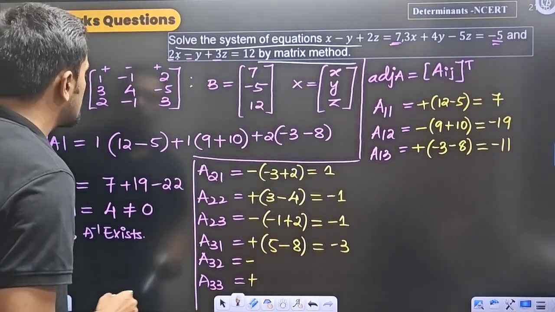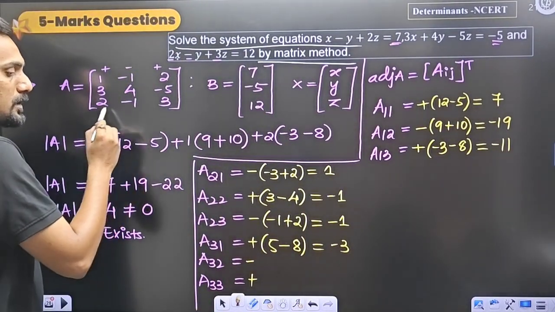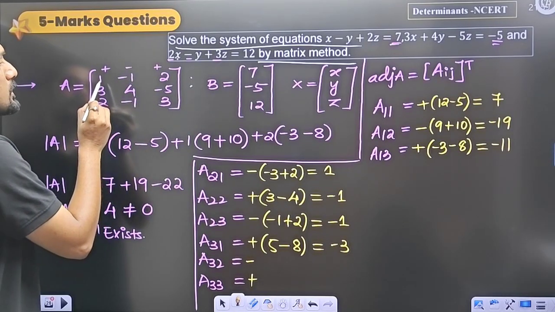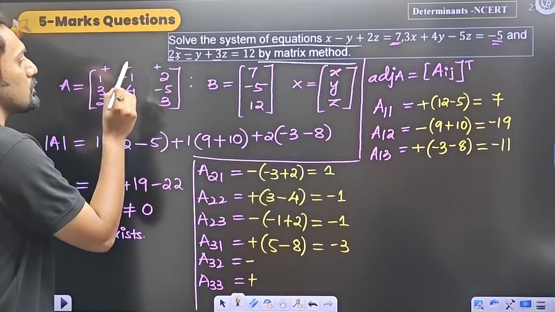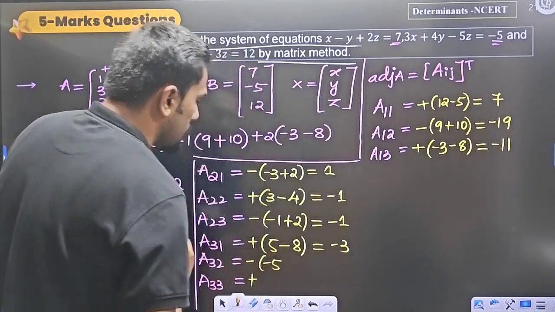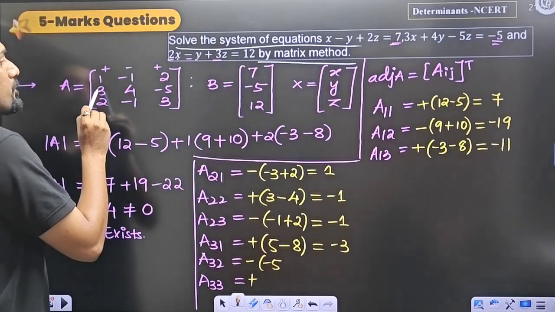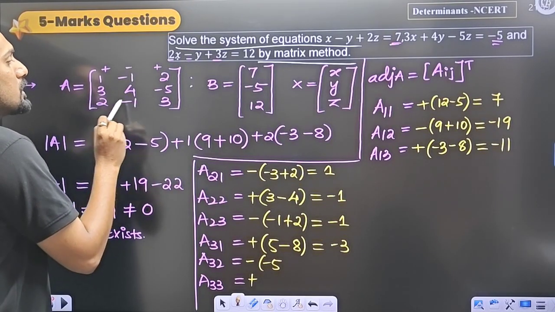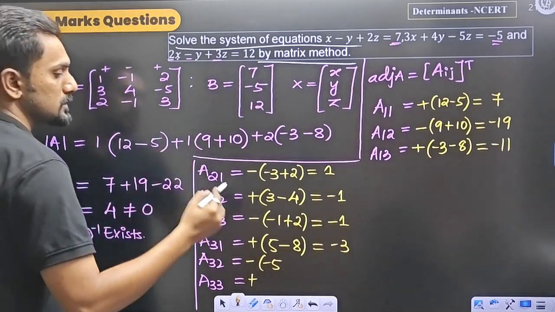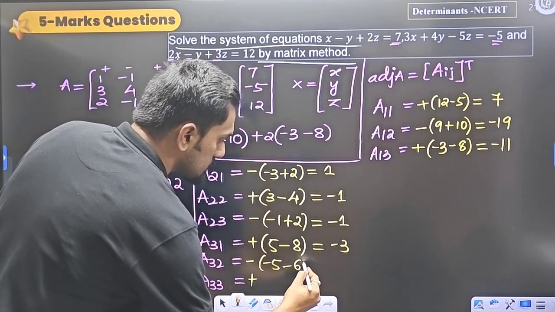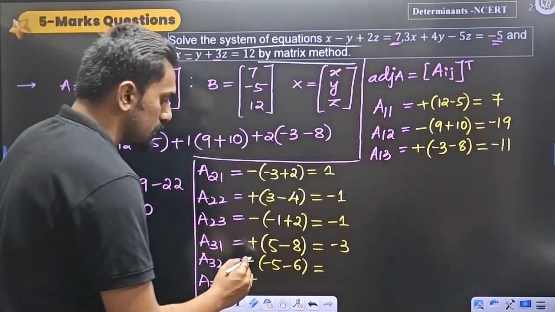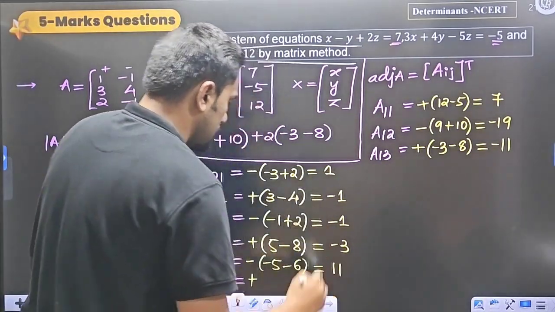Next, A32. Third row second column. What remains here? 1 multiplied by minus 5 will be minus 5. Then 3 2s are 6. So minus 5 minus 6 will be minus 11, minus into minus plus 11.